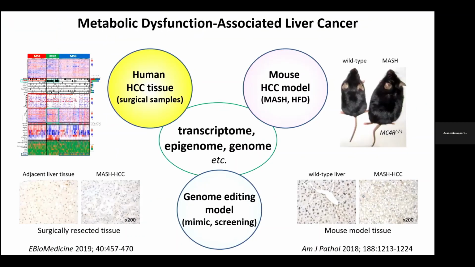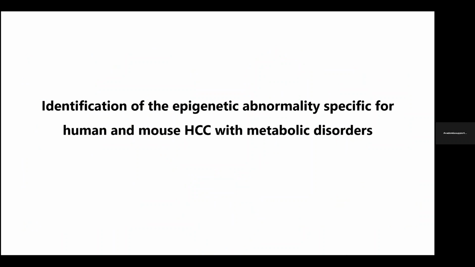In addition to clinical samples, the mouse model of MAFLD, MASH, HCC was used to identify the common pathways for human and mouse metabolic hepatocarcinogenesis by cross-species analysis. First, we identified the epigenetic abnormality specific for human and mouse HCC with metabolic disorders.